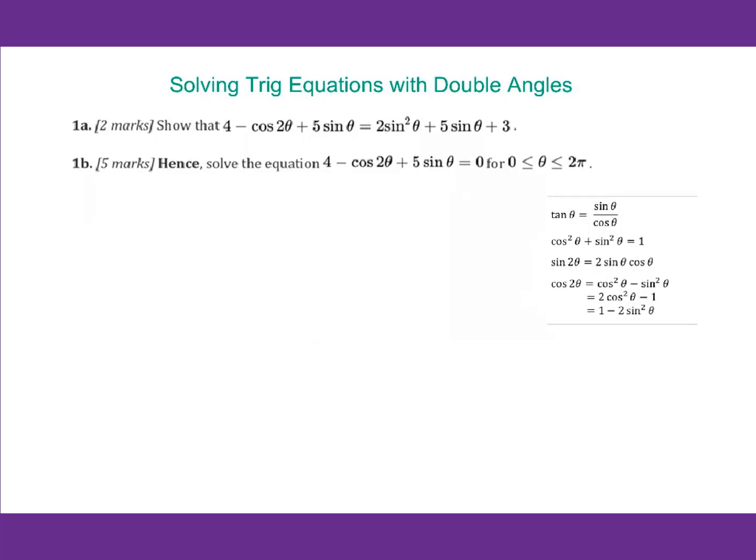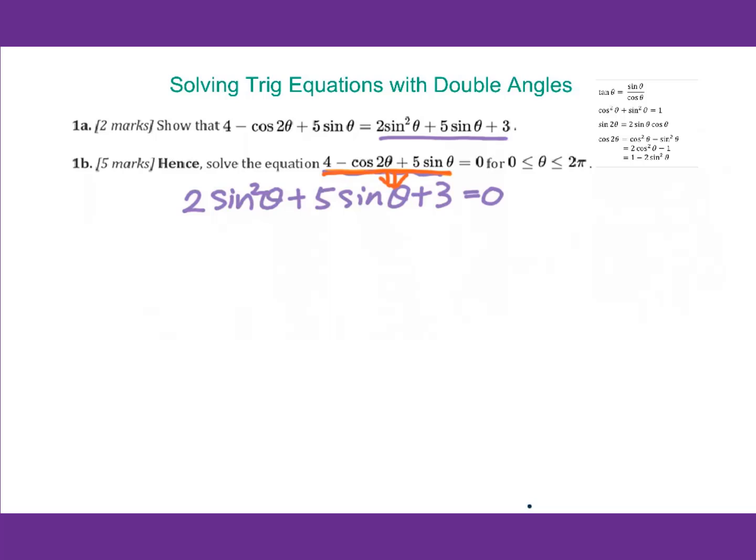Now for 1b, solve the equation this equals 0 for theta between 0 and 2 pi. Since we already know 4 minus cosine 2 theta plus 5 sine theta equals this, we turn it into 2 sine square theta plus 5 sine theta plus 3 equals 0. You will change the left side into this.